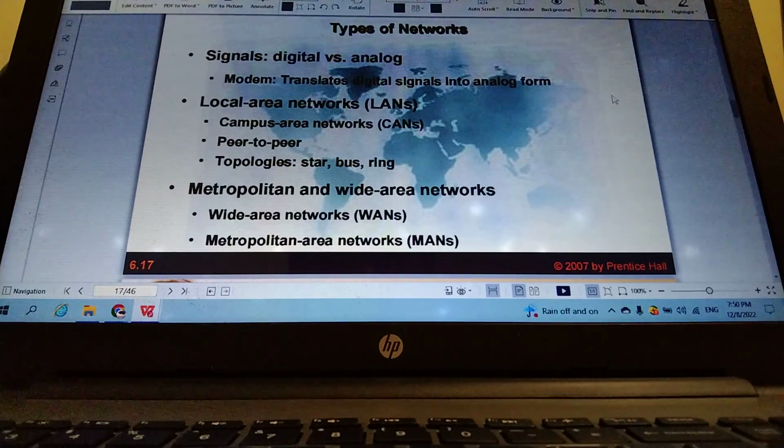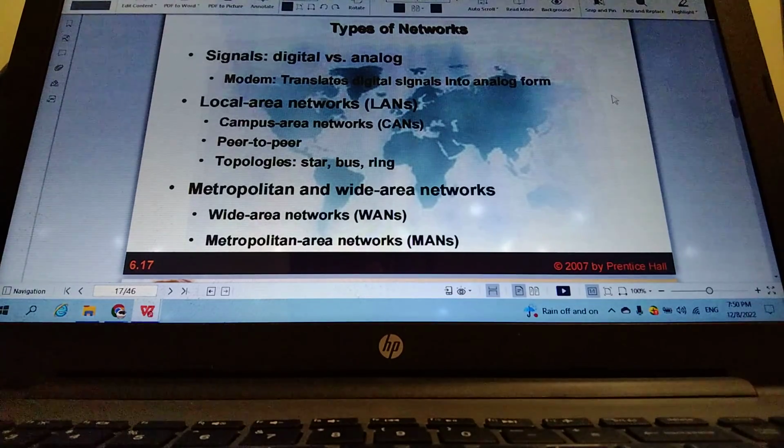There are some terms here that you need to know when it comes to the signal, digital versus analog. I think this is not a new term for you. Of course, all of us are in the digital world. We have migrated from the analog world into the digital world. So today, all signals, all transmission is happening through digital format, not analog format.